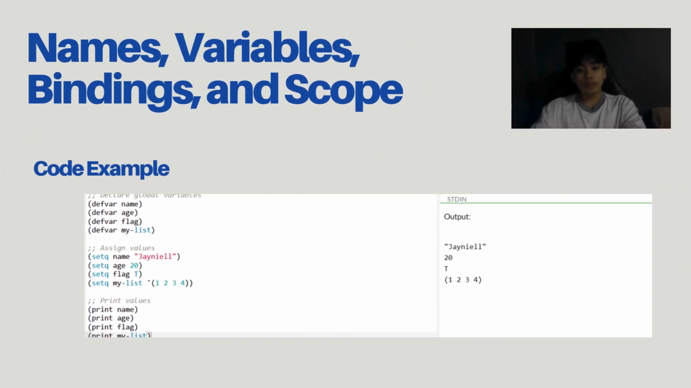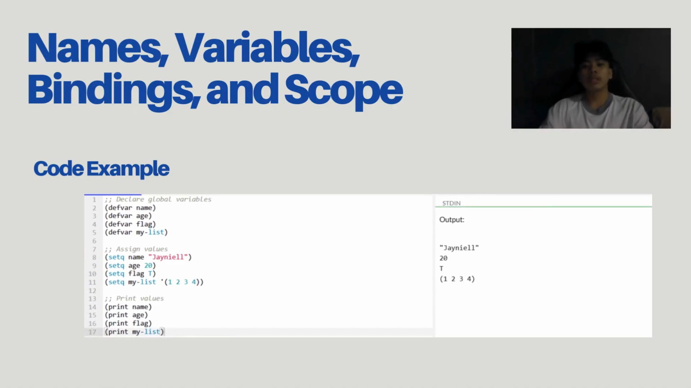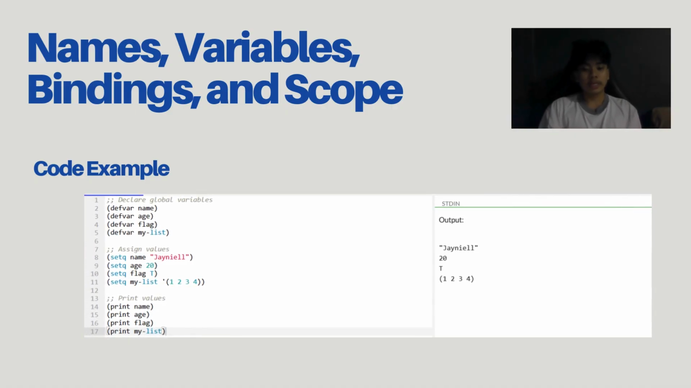So for this example, we declare global variables using defvar to prevent warnings and ensure they exist. Then we assign values with setq in this example.